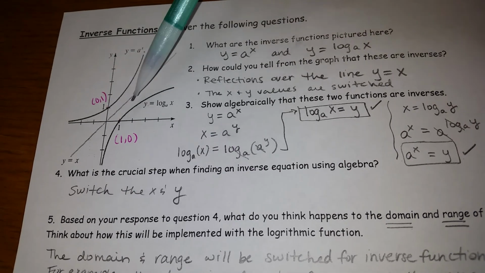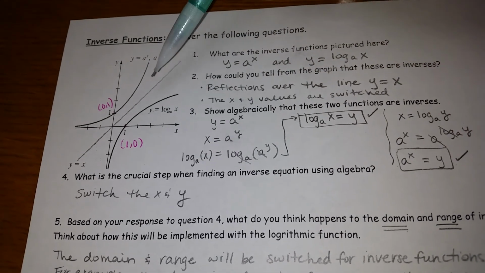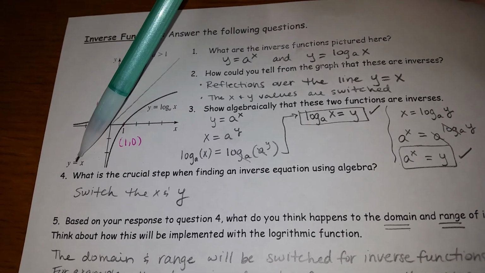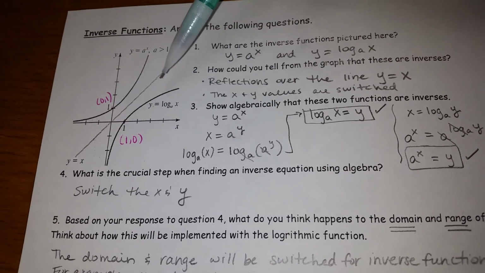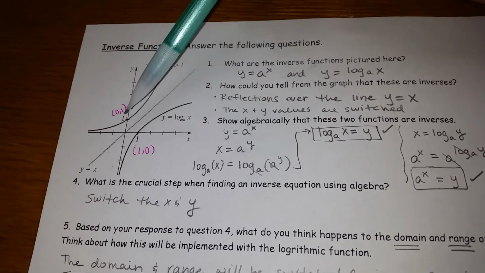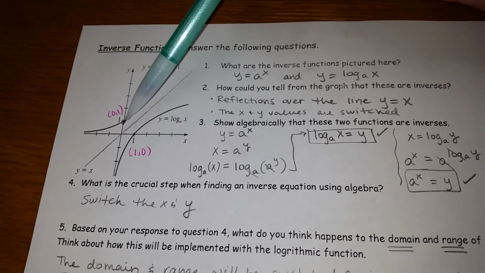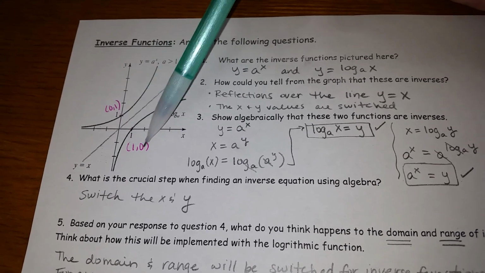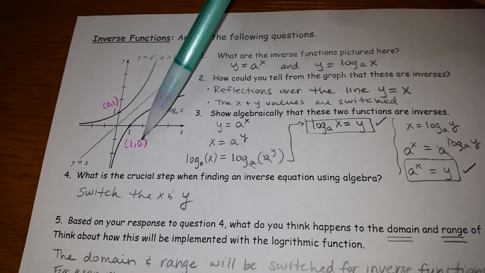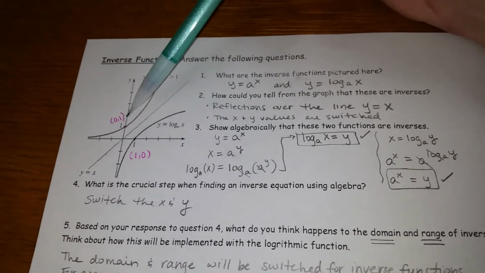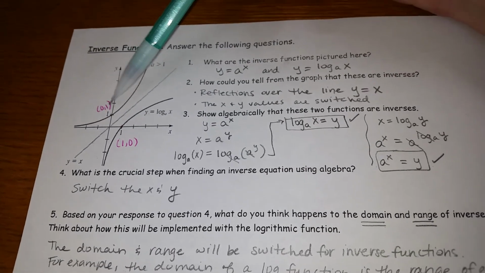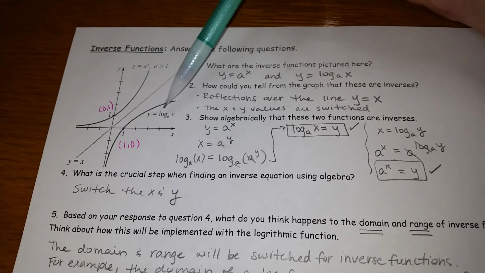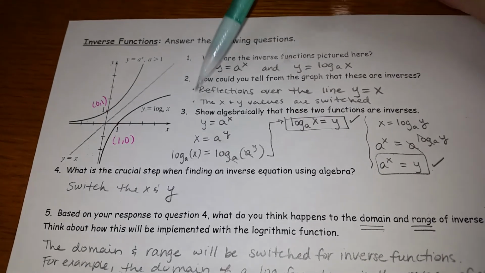How can you tell from the graph that these are inverses? Well, remember that any inverses are going to have the relationship where they are reflections over this line, y equals x, so we can tell that from the graph. You can also tell that the x and y values are switched. Here's a really easy one to pick out. So this is (1, 0). Because the x and y values switch for inverses, this is going to be (0, 1), and that's going to happen everywhere on your graph.